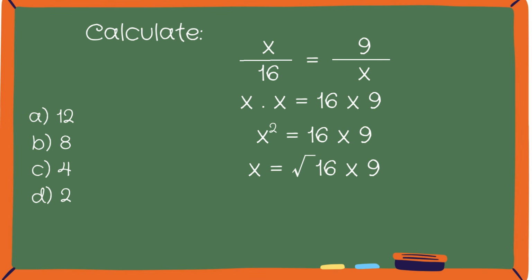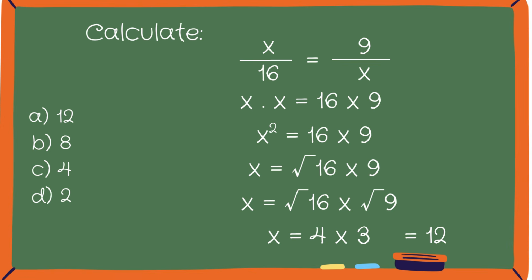And by a property of the root, I know that this is going to be equal to the square root of 16 multiplied by the square root of 9. The root enters each factor. The square root of 16 is 4 times the square root of 9, which is 3. 4 times 3 is 12. And we mark the answer, letter A.